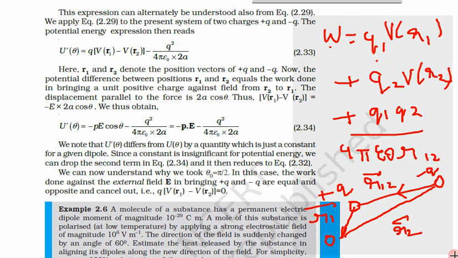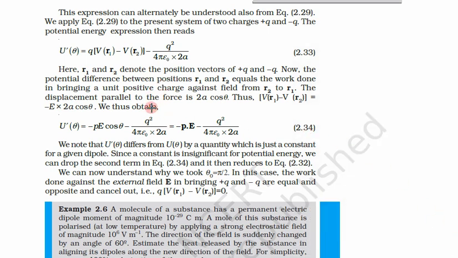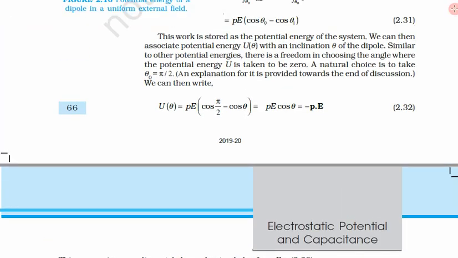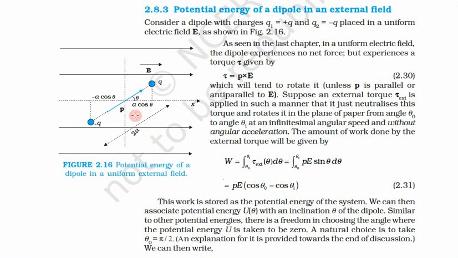Let me remove this thing. They are saying that the potential difference between r1 and r2 equals the work done in bringing a positive charge against a field from r2 to r1. Let us go to the figure, then understand. So this is our figure. For this positive q, this is r1, this is r2. This is some external electric field.